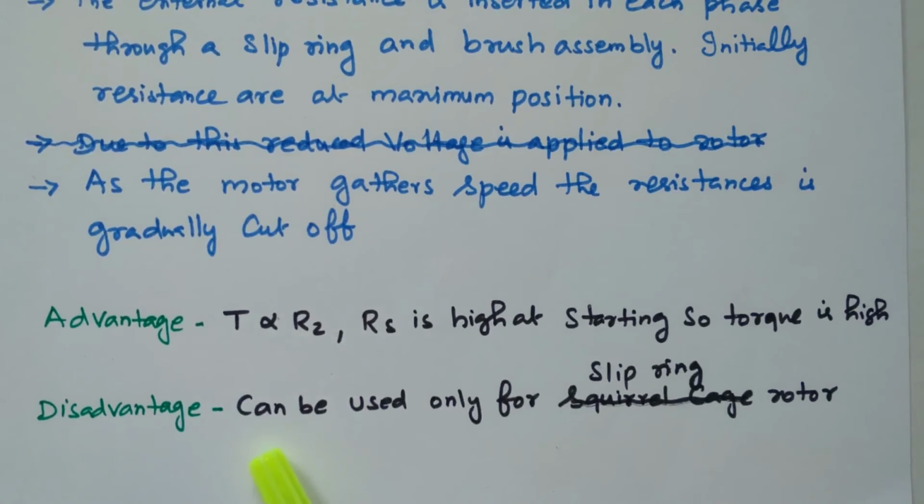The disadvantage is it can be used only for slip ring rotor. In a squirrel cage rotor, which is one more type available, we cannot connect any resistor to the rotor. Only in the slip ring rotor can we use this method, because in the slip ring we are able to connect the external resistor, but in the squirrel cage there is no connection. We cannot add any external resistance.